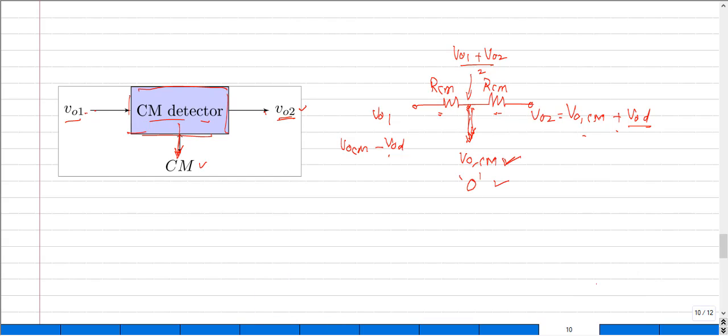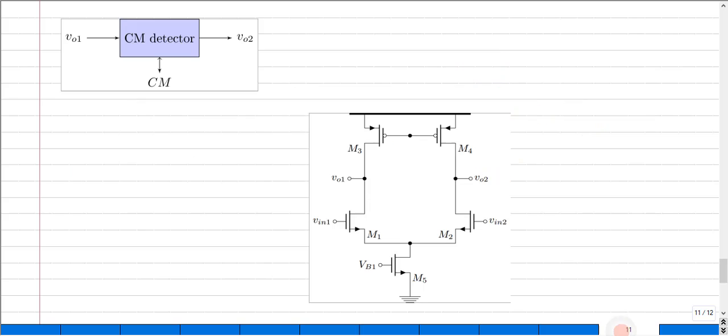So now let me put this common mode detector across our fully differential circuit built using current sources. What happens here is we just add those two resistances and then feed back something like this. The output of this consists of only the common mode signal, and we feed that signal back to our transistor gates M3 and M4, and what we have is RCM and RCM.